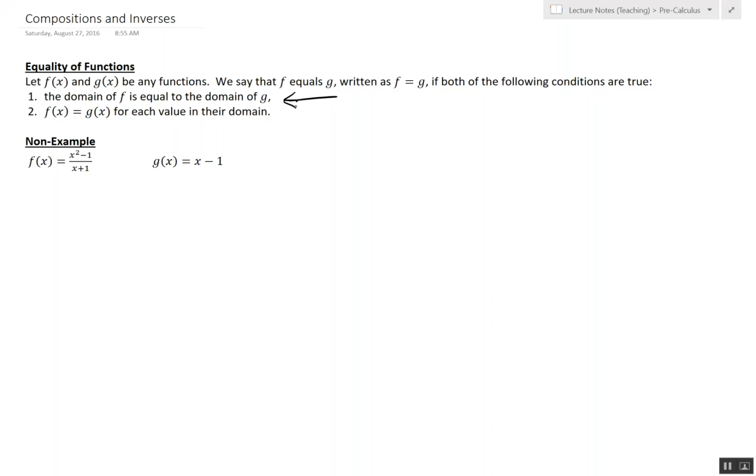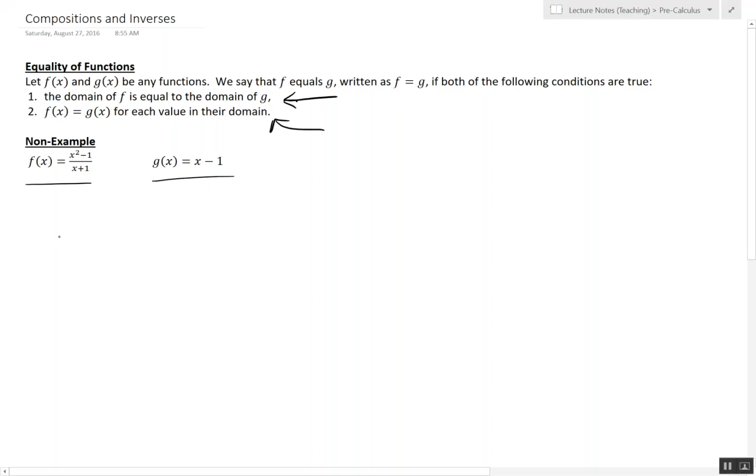And then two is the obvious definition of equality, which has to hold for each element x: you plug in any value for x in f, and you should get the same value out of g. So let's look at a non-example, an example that violates this definition, so we can get a sense of what it means to be equal. I have two functions: f of x equals x squared minus 1 over x plus 1, and g of x equals x minus 1.